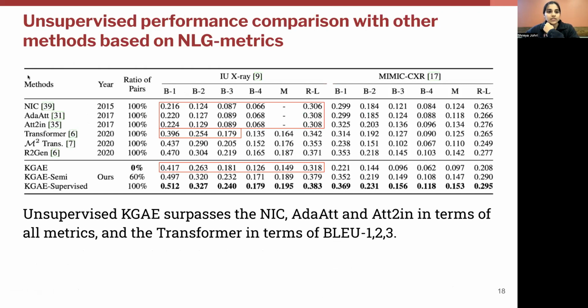Coming to some of the results for this paper. The authors evaluated the unsupervised performance of this KGAE model against other state-of-the-art or previous models based on NLG metrics. In this case, I would like to draw your attention to the red boxed numbers. KGAE is performing better on all the metrics. B1 to B4 are BLEU metrics, and this is METEOR and this is ROUGE-L. It performs better than the top 3 models on all the metrics, and also better than the transformer for 3 of these metrics. It's not able to perform better than the other more recent models though.